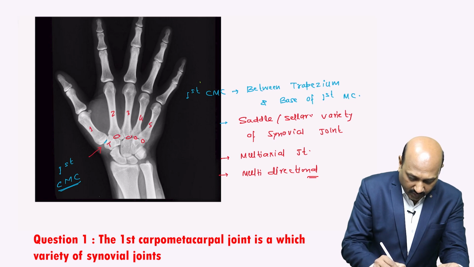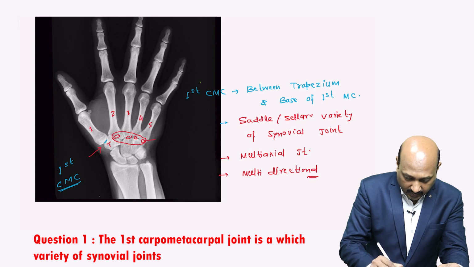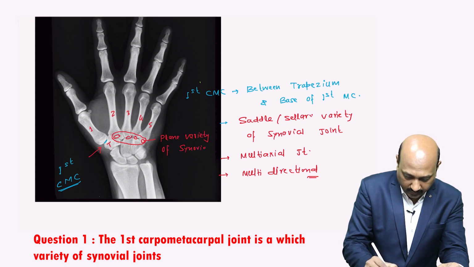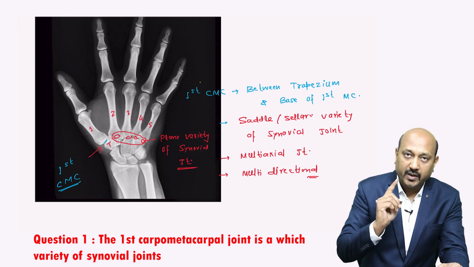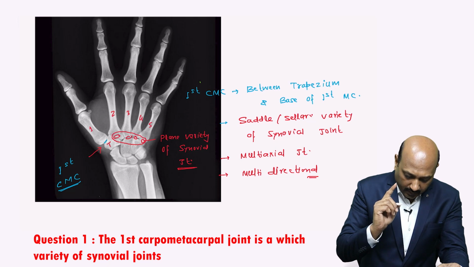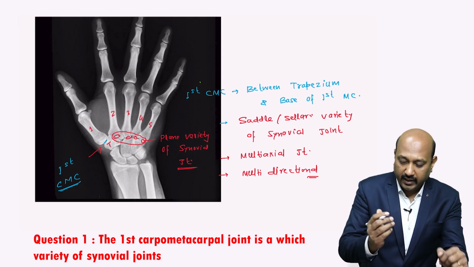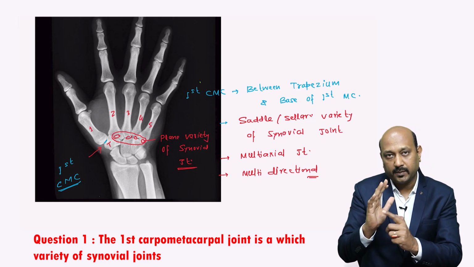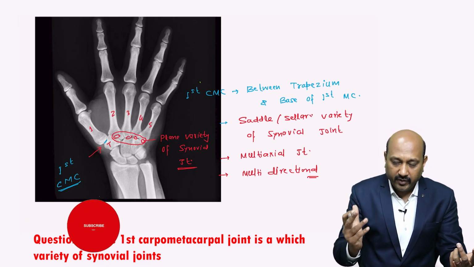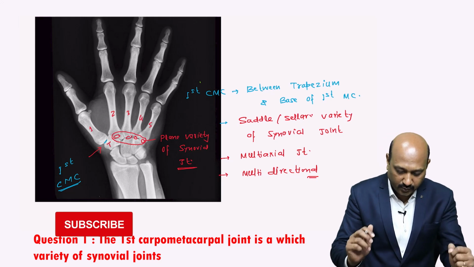The remaining second, third, fourth, and fifth carpometacarpal joints come under the plain variety of synovial joints. So what we have to remember is that the first carpometacarpal joint is a saddle variety of synovial joint, and the remaining second, third, fourth, and fifth carpometacarpal joints are a plain variety of synovial joint. This was the first question.